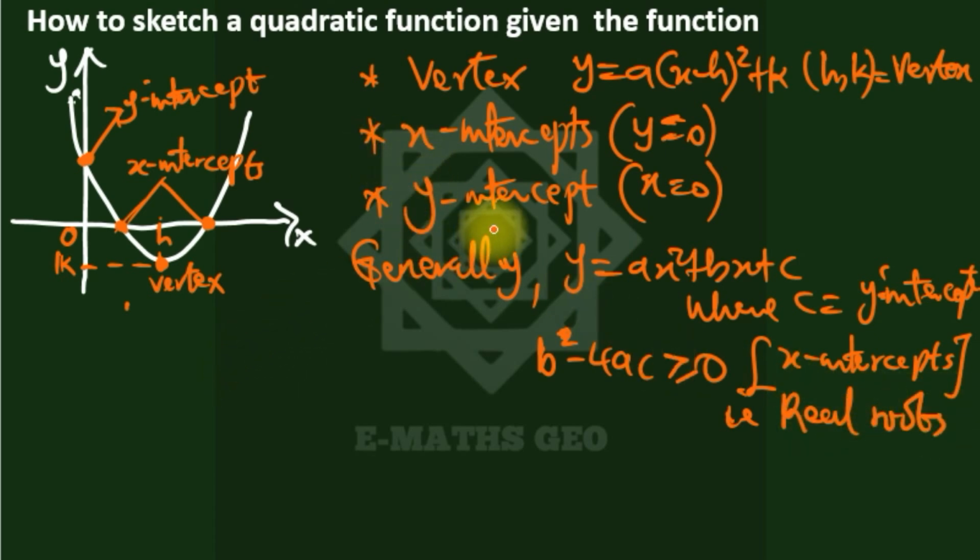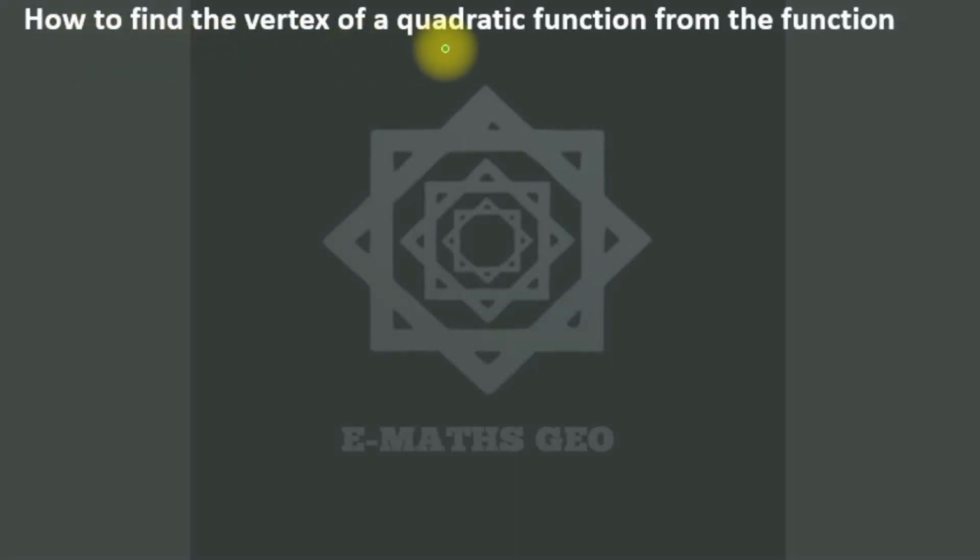So now, these two are easy, just substitute the value. The problem now is to transform this to look like y equal to a bracket x minus h squared plus k. So that's what we are going to do now. So how to find the vertex of a quadratic function from the function?